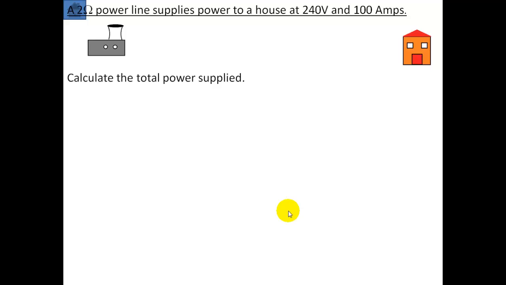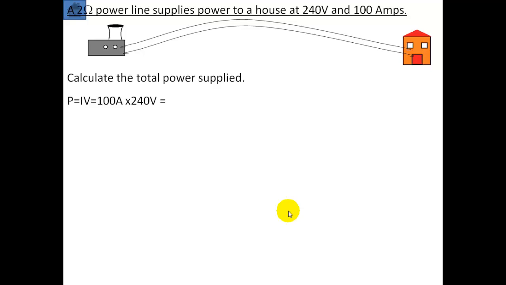What is the total power supplied? We know that the power is equal to current times by potential difference. So P is equal to IV, 100 times by 240 gives us 24,000 watts is provided to the house. Okay, it's rather large for a house, but just to work it as an example. So 24,000 watts is transferred to this house through this single line.